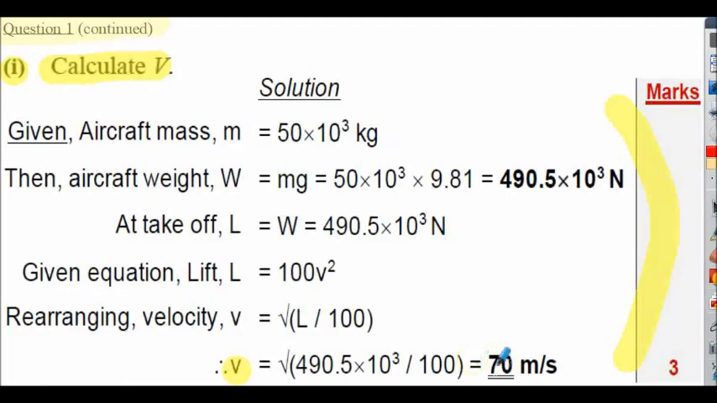Here's the takeoff velocity. Just note I've used the g value here for gravitational acceleration of 9.81 meters per second squared. I think generally speaking the awarding body uses 9.8 meters per second squared, or sometimes even 10 meters per second squared, as stated in some of the questions.